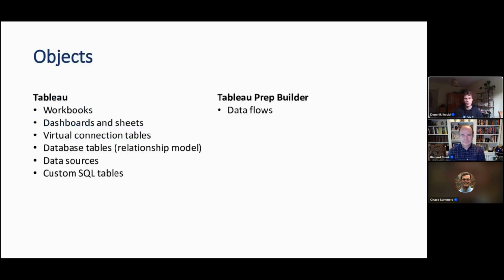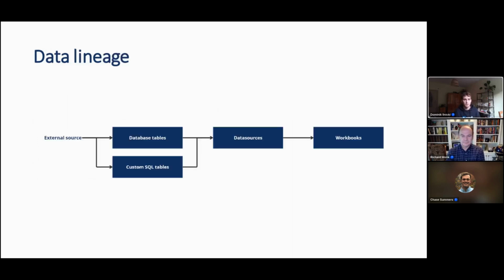So what can you document in Tableau, because we are today talking about Tableau. There are workbooks, so the reports, dashboards, and sheets within them. You also have different types of objects that are more related to the data layer of Tableau, like data sources, custom SQL tables, and database tables, so the relationship model, as they call it, which is like a replication of your data warehouse tables within Tableau. You can import all of these objects automatically and try to document them more and more. This is about objects from Tableau, but you can also document data lineage in an automated manner.